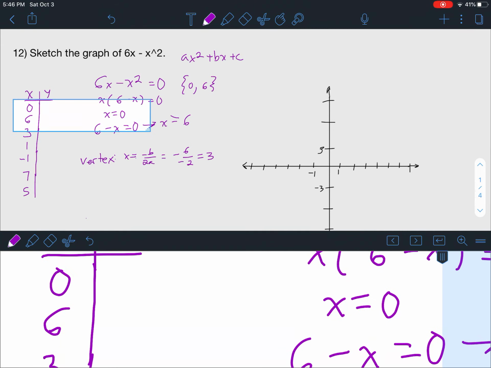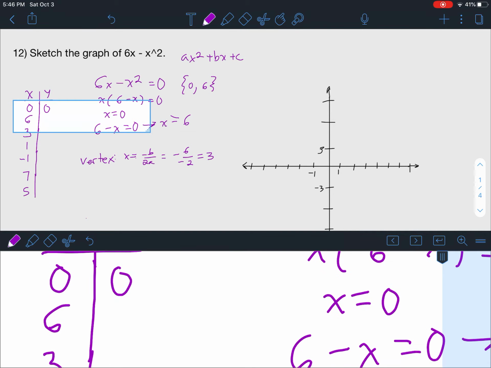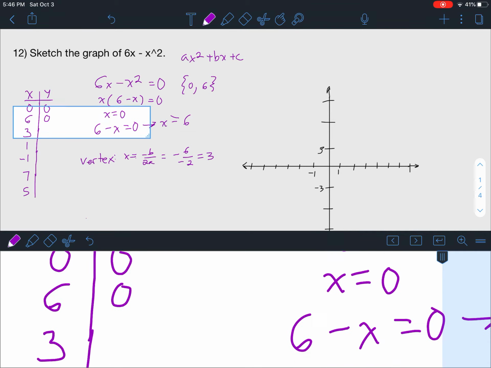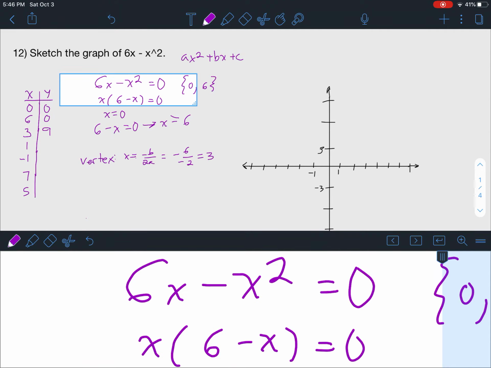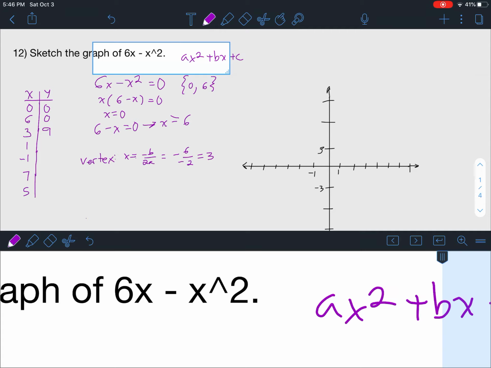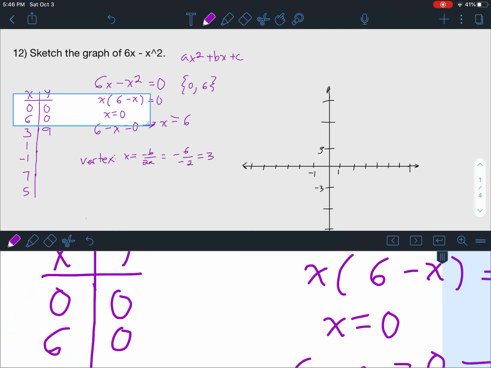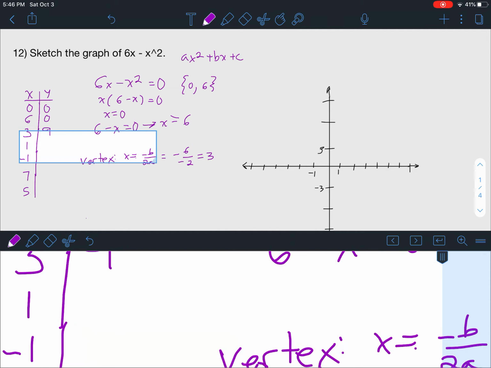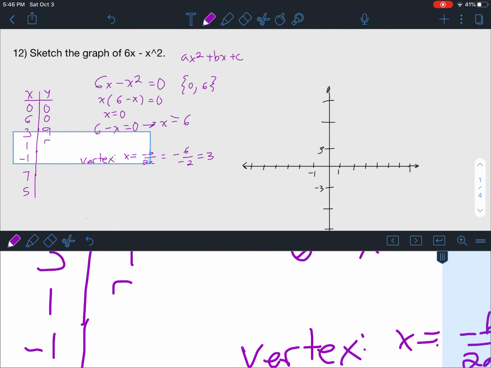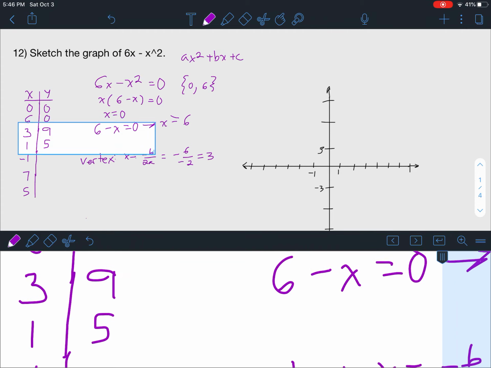And then you compute the y value for each one of these coordinates. So 0 is going to be 0 because 6 times 0 minus 0 squared is 0. 6 also turns out to be 0 because it's a root. The vertex 3 is going to evaluate to 9 because 6 times 3 minus 3 squared is 9. And 1 turns out to be 5 because 1 times 6 minus 1 squared is equal to 5.